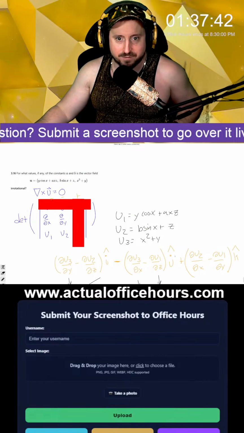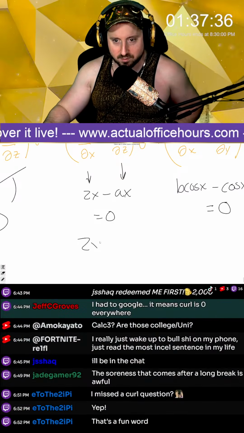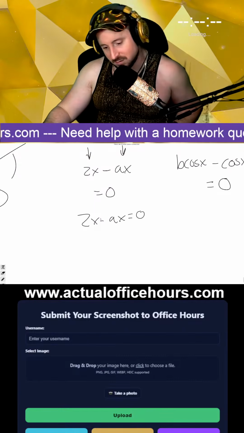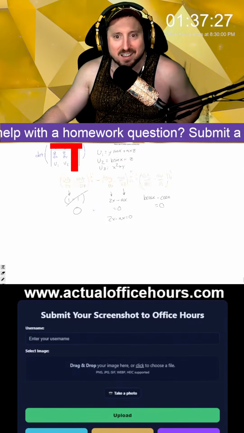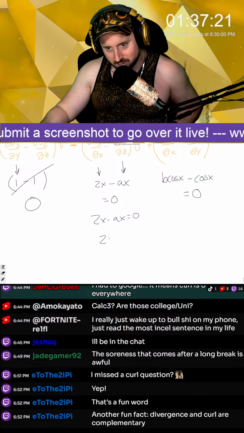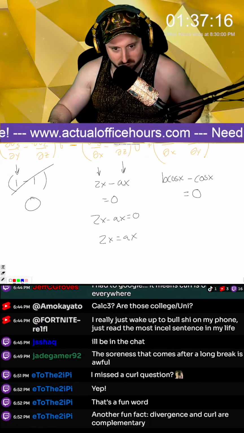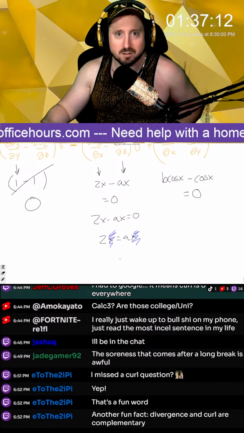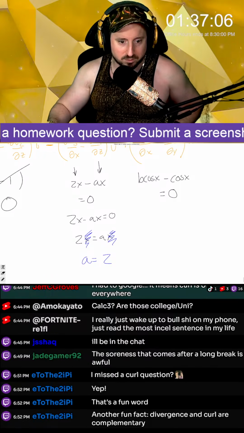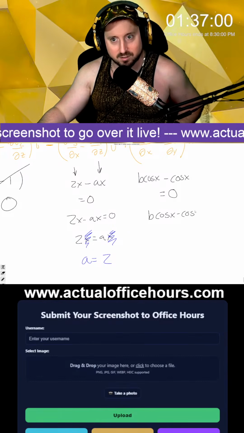So, for what values, if any, of a and b is the vector field irrotational? That's when 2x minus ax is equal to 0. They just want values of a and b, though, right? So, 2x equals ax. I'm going to cancel the x's. I know that's sometimes a bad thing to do, but I'm just going to do it. So a equals 2 is one of them, right? And then from this one, you have b cosine x minus cosine x.